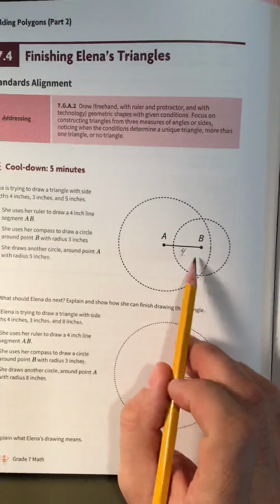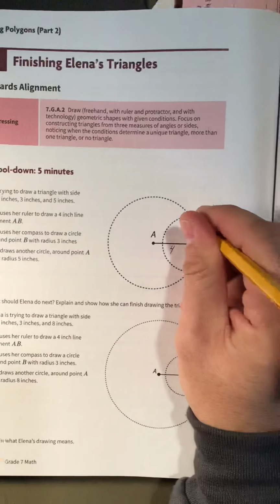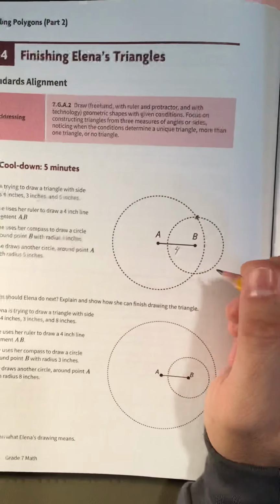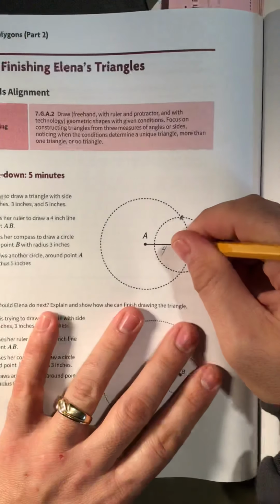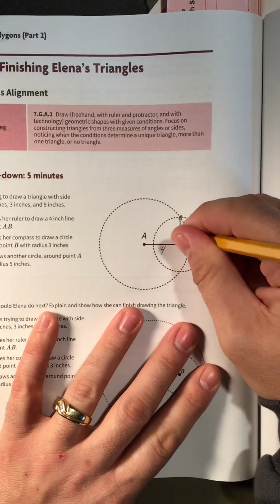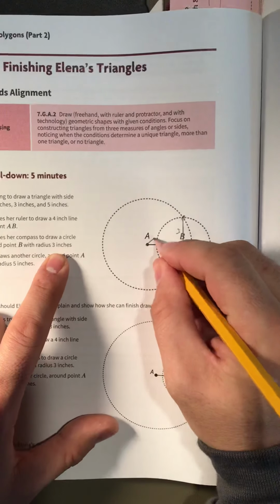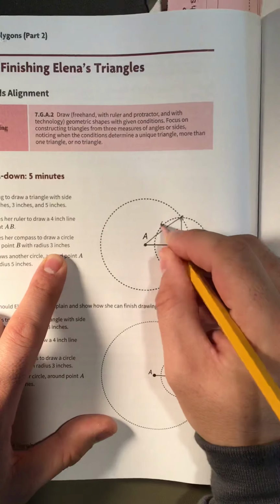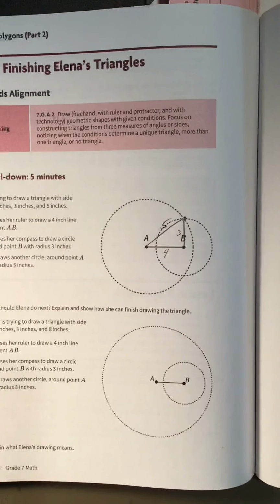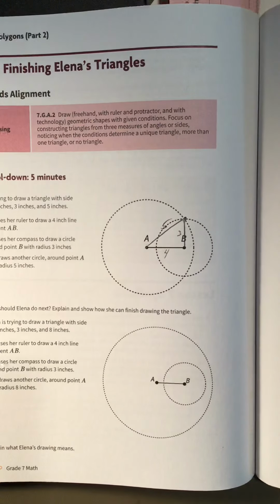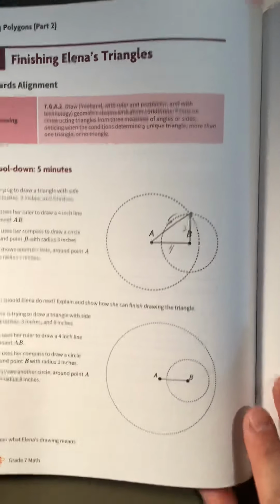Well, I know this is 4. I need to go to this intersection point. Why? Because I know the radius of circle B is 3. And the radius of circle A, to the outside, is 5. So that is how you can draw a triangle of 3, 4, 5.